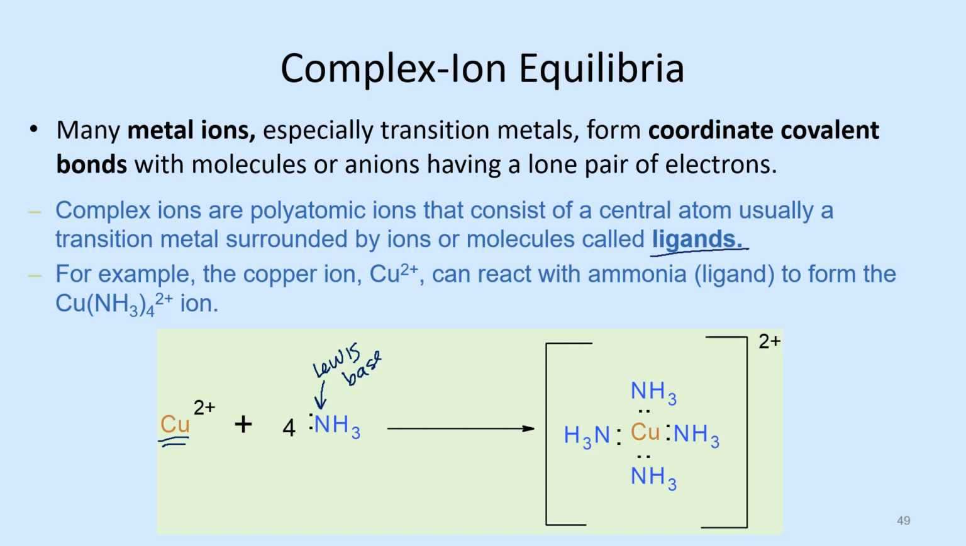So these complex ions form where there's a polyatomic ion. There's a central atom. In this case, we have the copper 2+ as the central atom, and it has surrounded itself with ammonia, which are the ligands, and so it forms this complex ion.